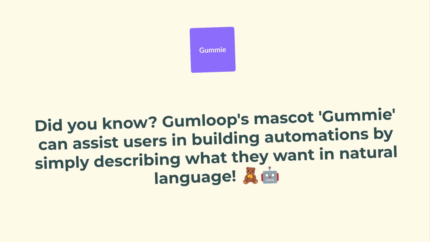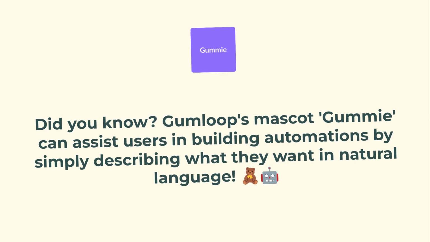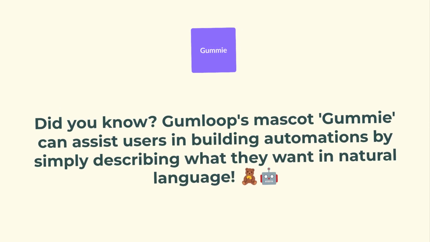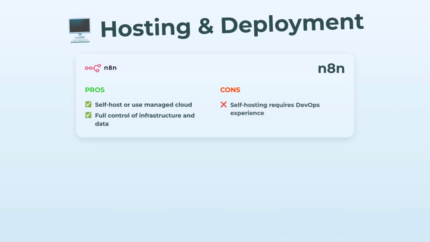Oh, and here's something kinda quirky. Did you know Gumloop's mascot, Gummy, actually helps you put together automations just by telling it what you want in plain old natural language? I mean, imagine describing your dream workflow and it just happens. Pretty wild, right? Hosting and deployment, or how your automations actually run.